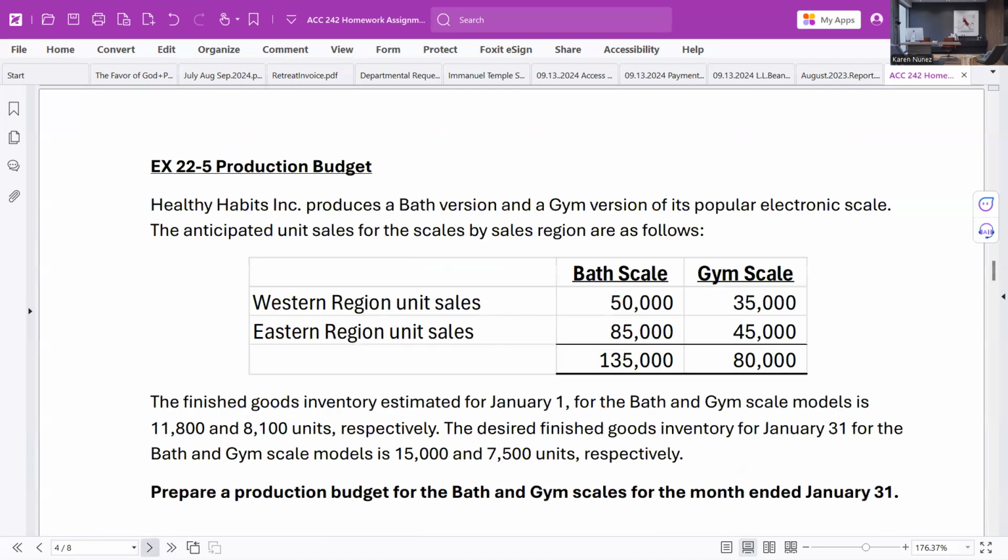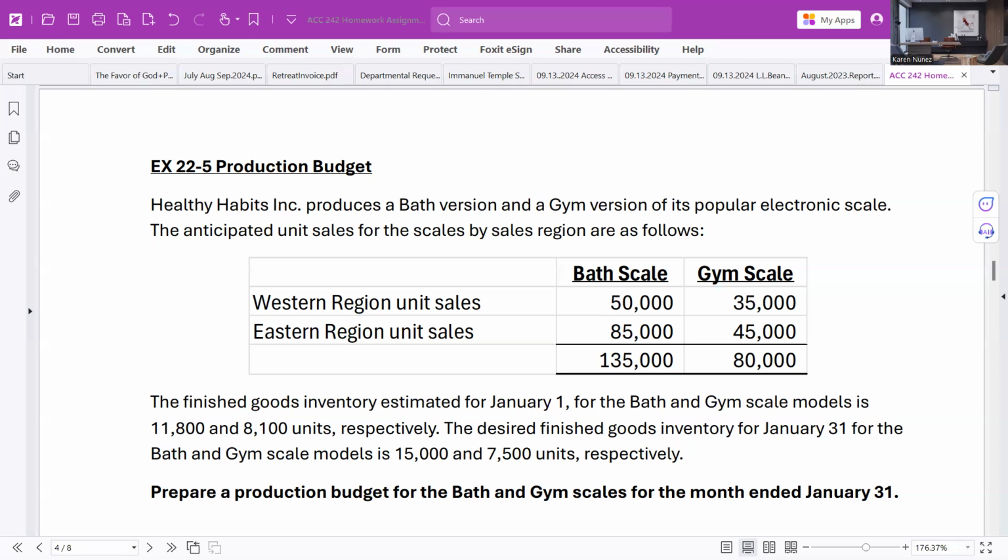Okay, so let's take a look now at another production budget. We need a production budget for these two products, for the bath scale and the gym scale product. And the production budget is for the month ended in January. And again, a production budget is a function of sales and inventory, right? So we want to be able to produce enough to cover our sales plus or minus the change in inventory, plus the ending inventory, minus the beginning inventory. That'll give us the number that we need to represent our production.